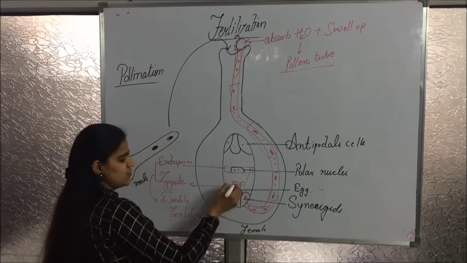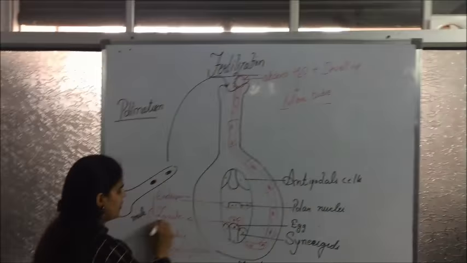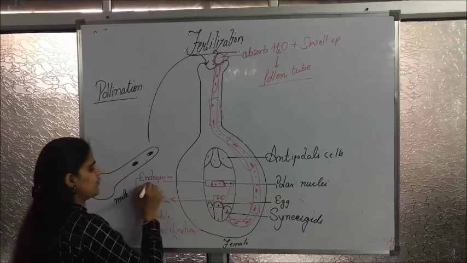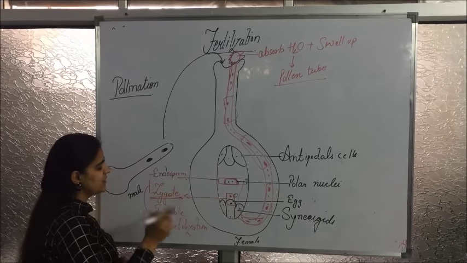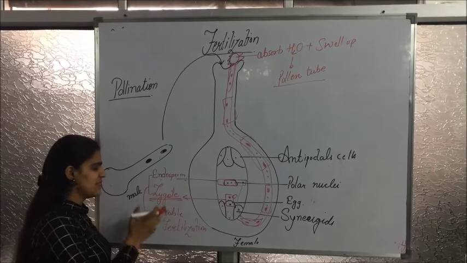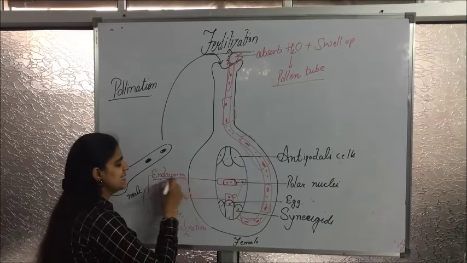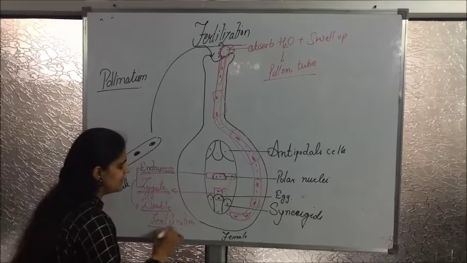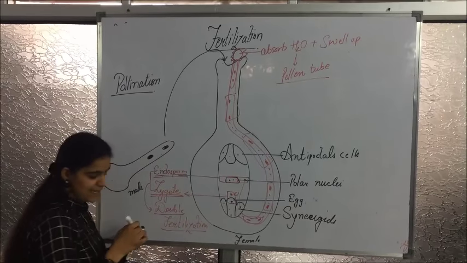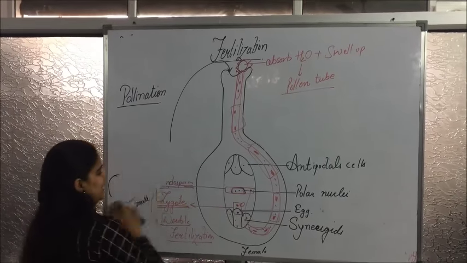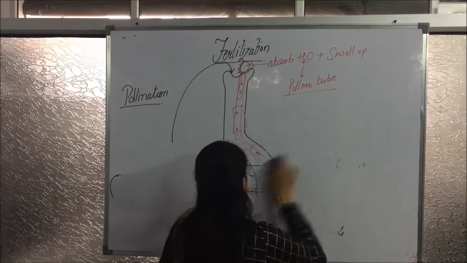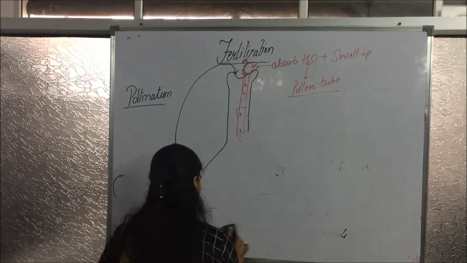Here it first fuses with the egg to form the zygote. Then it fuses with the 2 polar nuclei to form endosperm. Here the fertilization takes place 2 times. The first time it forms the zygote and the second time it forms endosperm. So 2 times fertilization is called double fertilization. Now I will again explain by a flow chart so that you remember easily what is meant by double fertilization.